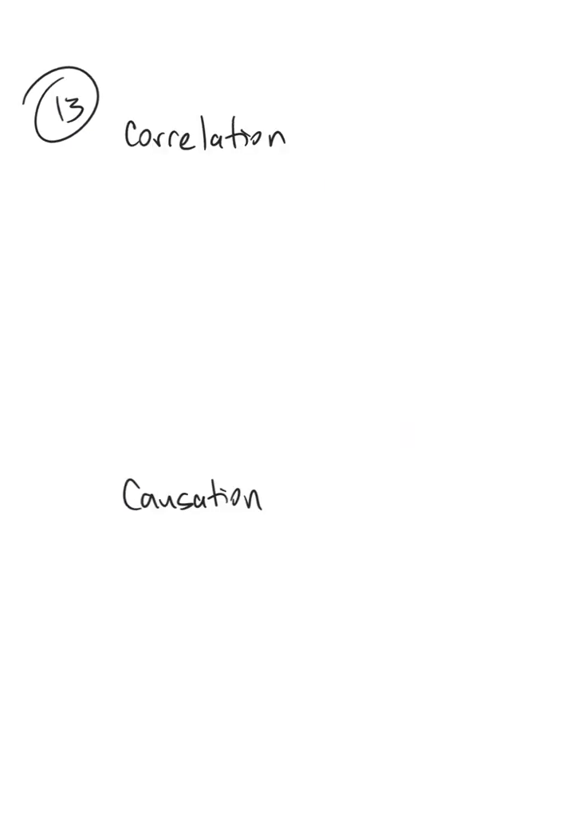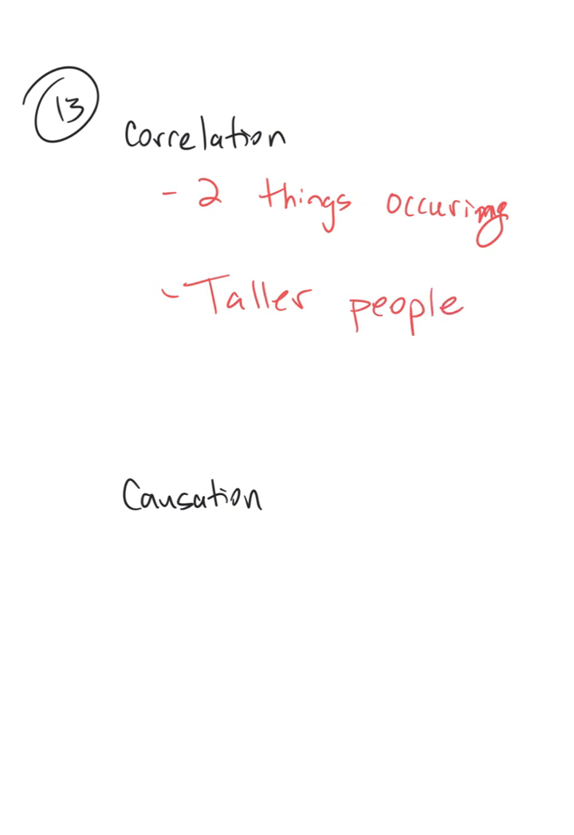All right, number 13, explain in your own words the difference between causation and correlation. So correlation is just two things occurring, really, right? Like when you think about it, things can correlate. So taller people weigh more. It's not always true, but it correlates in data, okay? And then causation is, here's a good one.